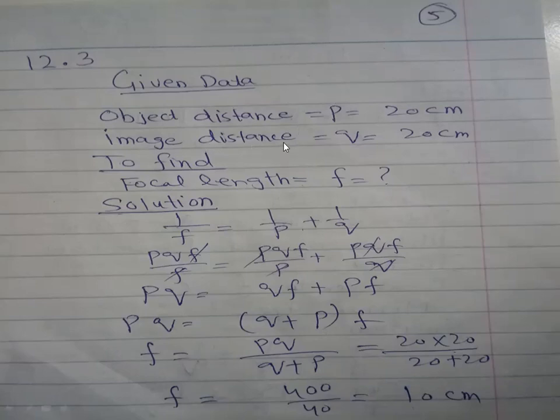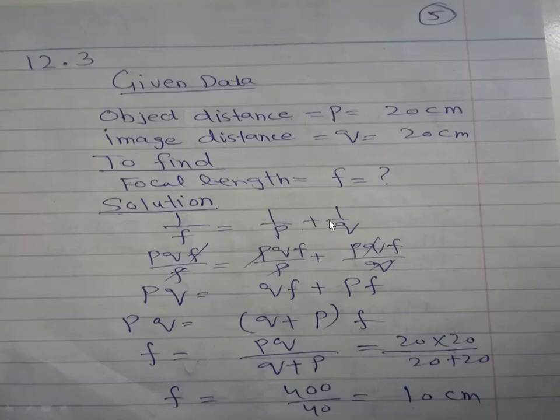Object distance and image distance are of the same height, which is 20 centimeters as given. So P will be 20 centimeters, and then Q will also be 20 centimeters because they are of the same height. And the focal length is required.